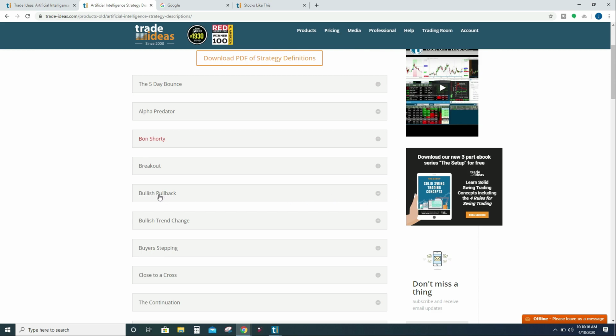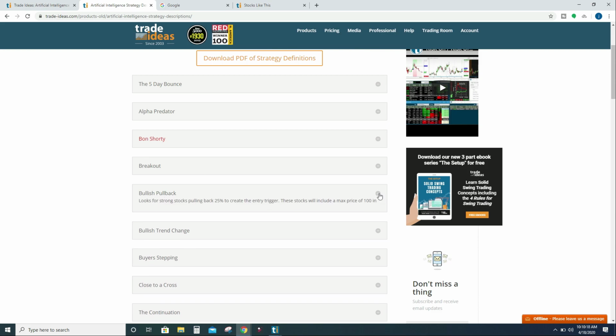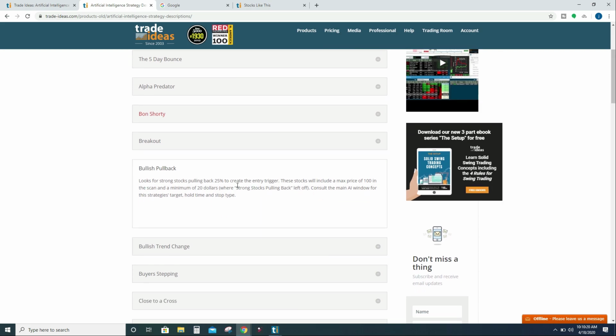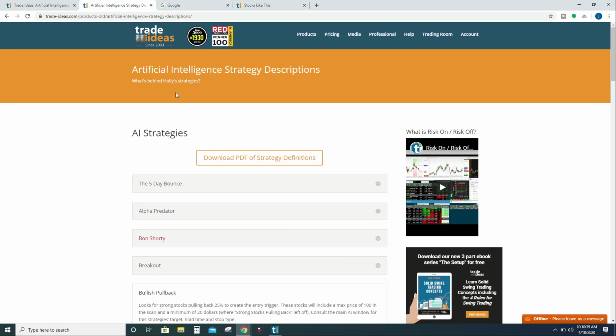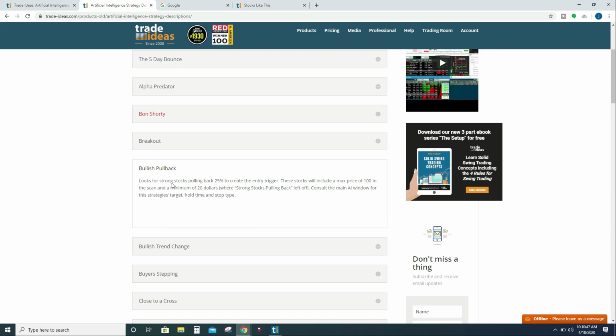Let's just go over one of these strategies, bullish pullback. We can just kind of look at what this looks for. So it looks for strong stocks that are pulling back 25% to create an entry trigger, and then it bases the trade off of these pre-configured strategies, and you don't really have to do anything. Now, you can link your broker to this Holly artificial intelligence strategy to automatically place a trade for you, or you could just have it send you alerts.